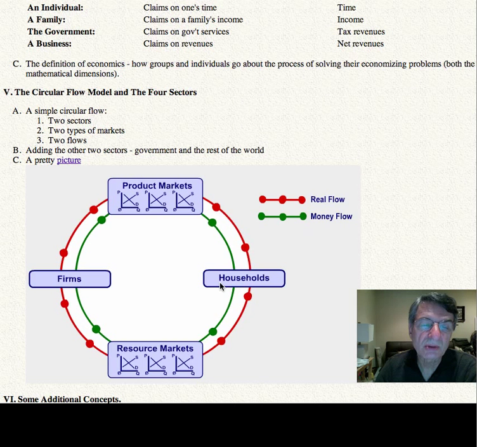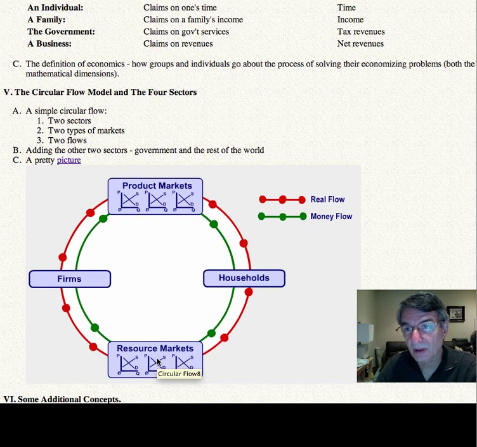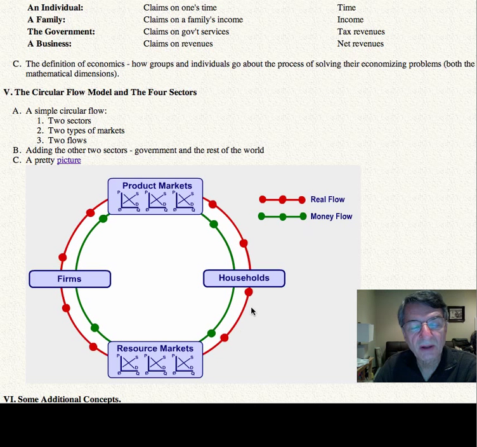It's the 2x2x2. There are two sectors, households and firms. There are two types of markets, the resource or factor markets, sometimes called inputs; inputs, resources, and factors are all the same term; and the product markets. And then there are two flows, the green flow and the red flow. The red flow is the real flow, the green flow is the money flow.